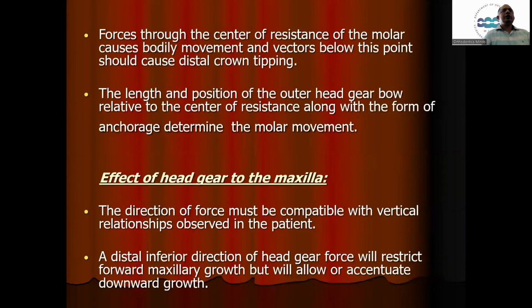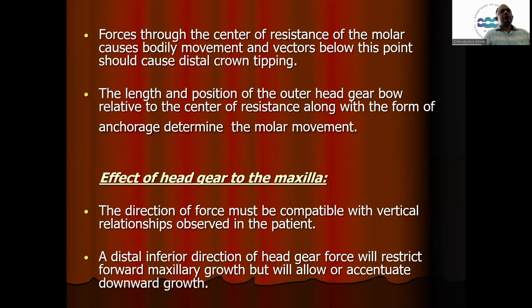Forces through the center of resistance of the molar cause bodily movement, and vectors below this point should cause distal crown tipping. The length and position of the outer headgear bow relative to the center of resistance, along with the form of anchorage, determine the molar movement. Effect of the headgear on the maxilla.